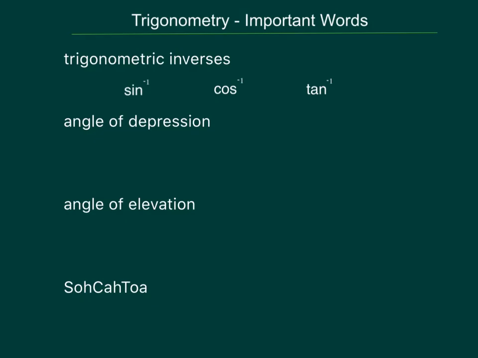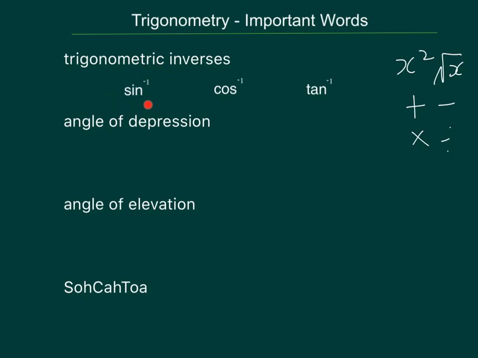In maths, there are lots of opposite operations. For example, x squared and square root of x are opposites. Square and square root are opposites. Plus and minus are opposites, or inverses of each other. Multiply and divide. For sine, the inverse operation is inverse sine, and we write it like this.